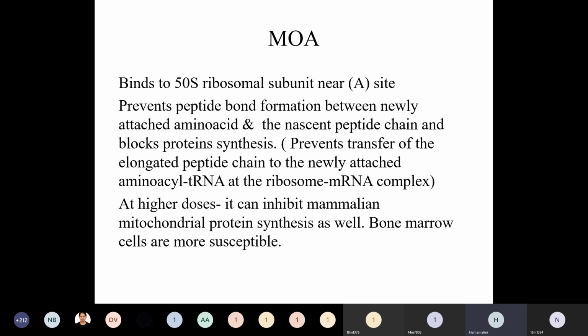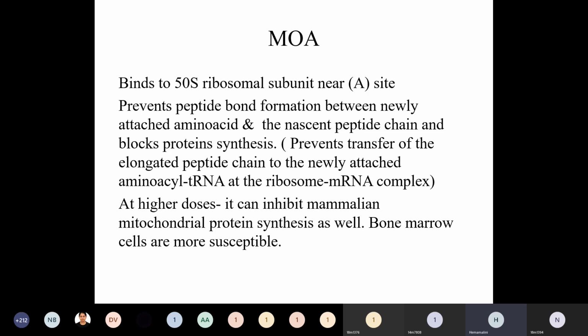Coming to the mechanism of action, this drug binds to 50S ribosomal subunit near A site, whereas tetracycline binds to 30S ribosomal subunit at the acceptor site. This binds to 50S ribosomal subunit near A site and prevents peptide bond formation between the newly attached amino acid and the nascent already formed peptide chain and blocks protein synthesis. So it prevents bond formation between the newly attached amino acid with the already formed peptide chain.